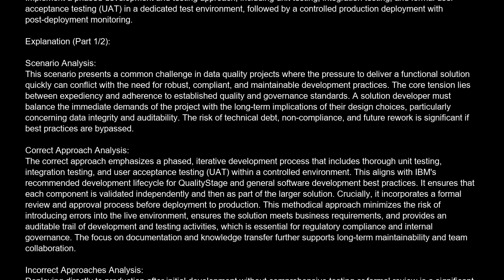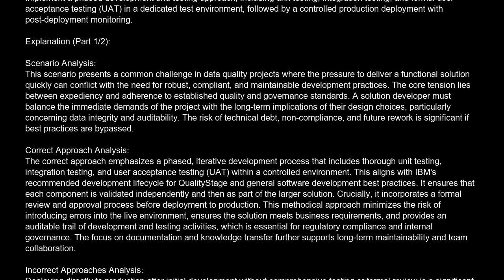Correct approach analysis. The correct approach emphasizes a phased, iterative development process that includes thorough unit testing, integration testing, and user acceptance testing, UAT, within a controlled environment. This aligns with IBM's recommended development lifecycle for QualityStage and general software development best practices. It ensures that each component is validated independently and then as part of the larger solution. Crucially, it incorporates a formal review and approval process before deployment to production.